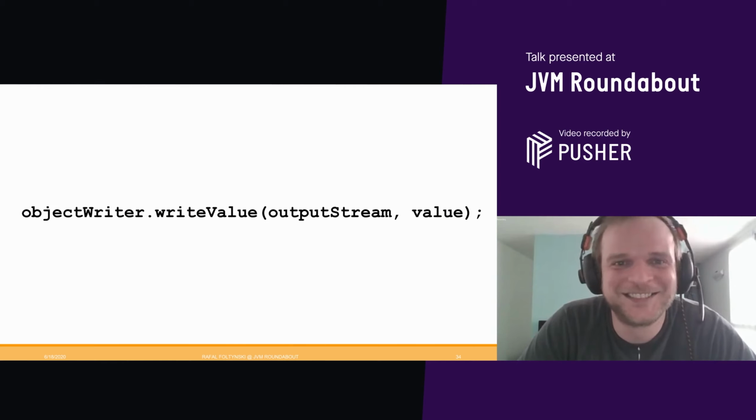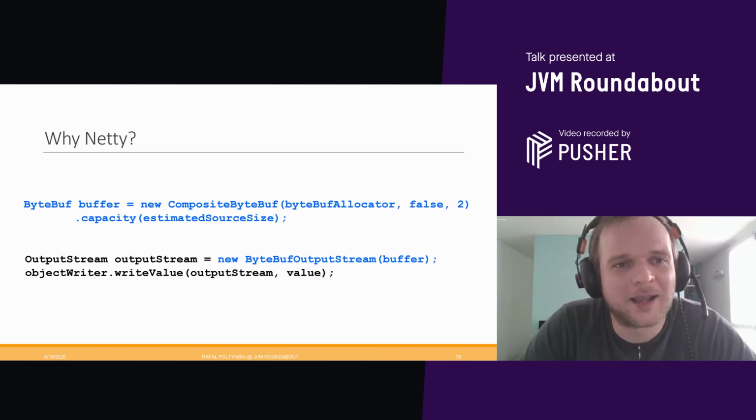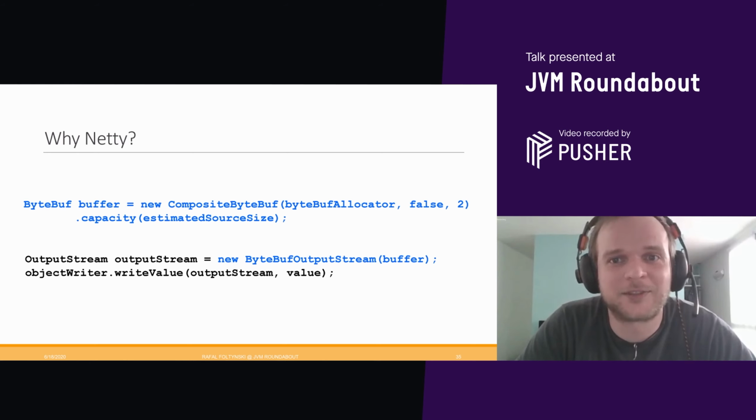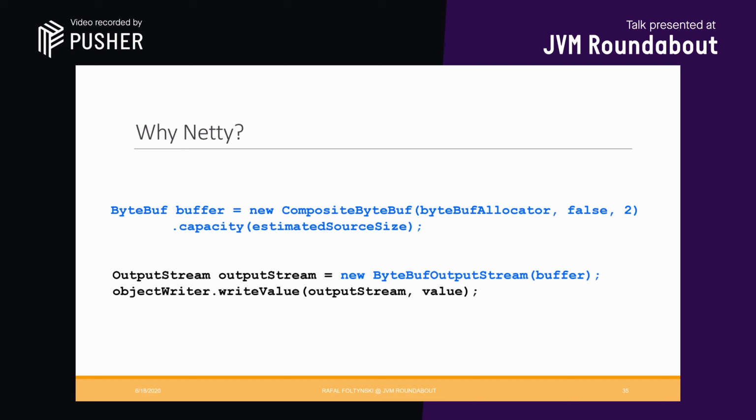Creating stuff is fun, right? So I had a look at Netty, and it turned out that I would probably spend years developing reliable resizable buffers. But Netty had it out of the box. It was called CompositeByteBuf, where you can specify the initial capacity, and once you write into this buffer, it will just allocate more if it needs to. Then the byte buffer can be wrapped in a ByteBufOutputStream and passed to the object writer. Job done.